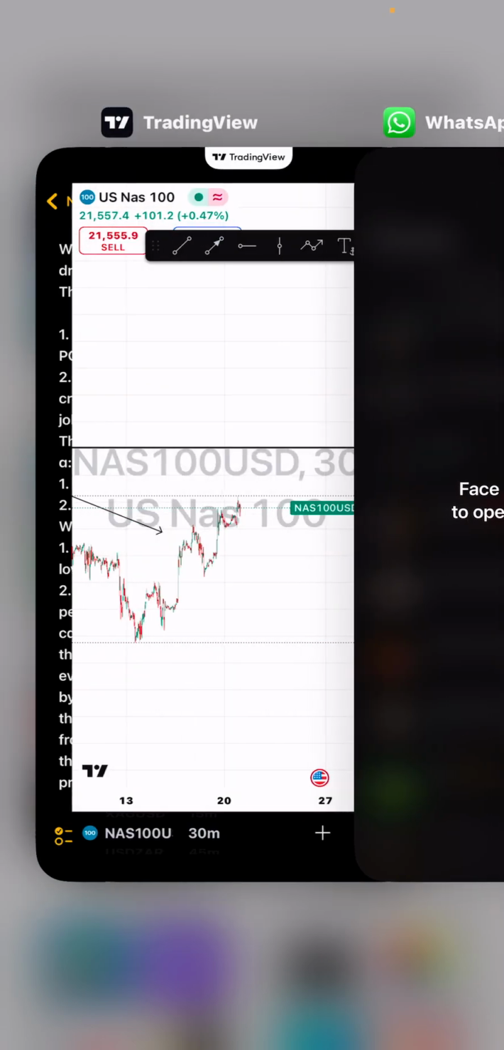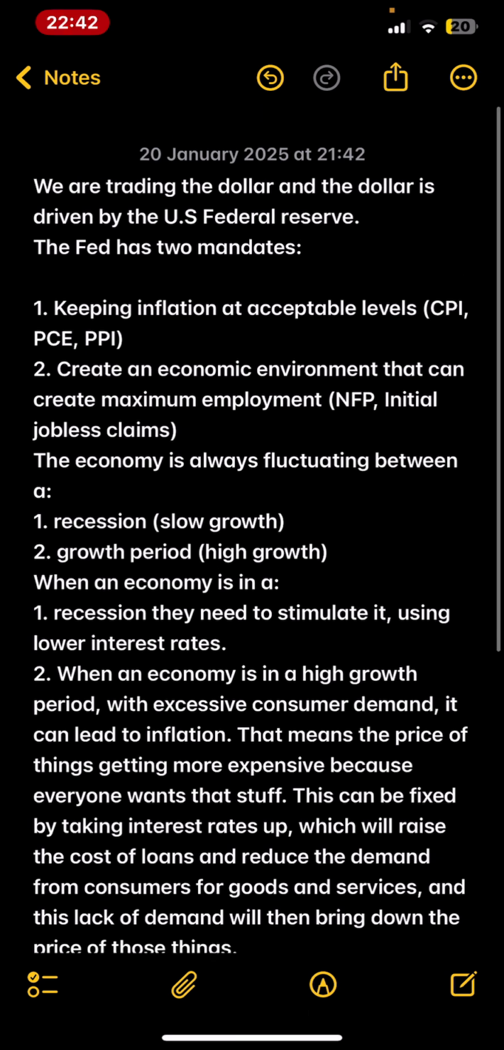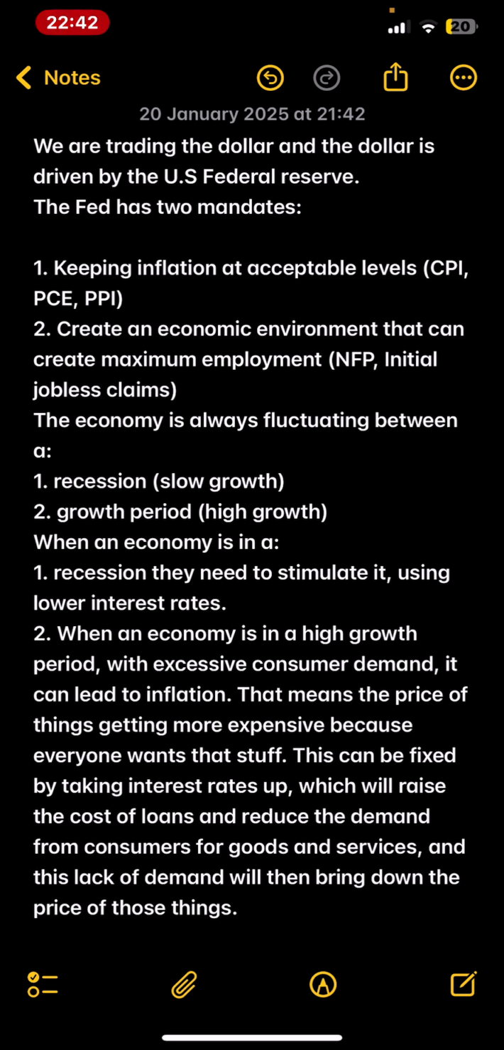Without wasting time, I want us to talk about the monetary policies today. Why are we going to be talking about that? Because that moves the dollar. And if the dollar moves, the Nasdaq 100 also moves. What is the relationship between the Nasdaq 100 and the dollar? The relationship is inversely proportional. So when the dollar is strong, Nasdaq will sell, and when the dollar is very weak, the Nasdaq will buy.